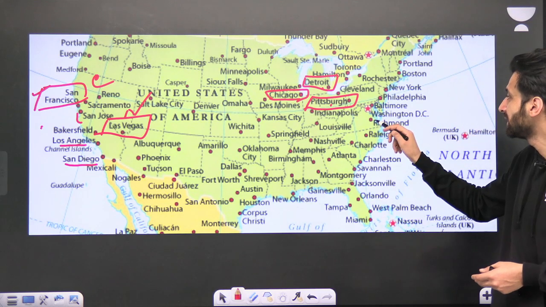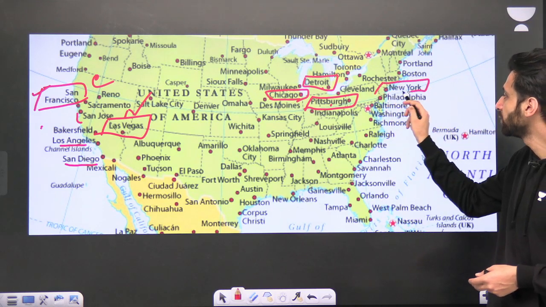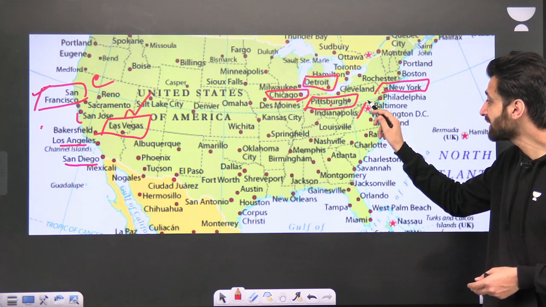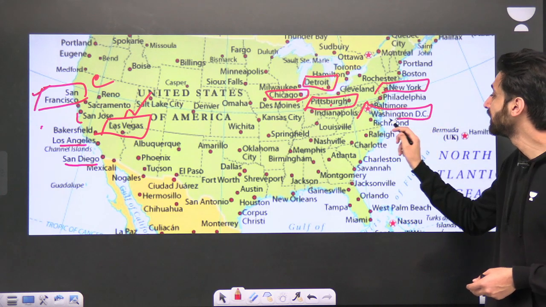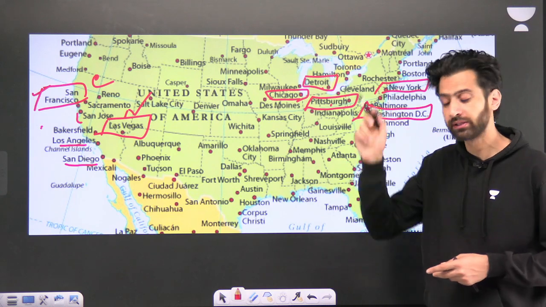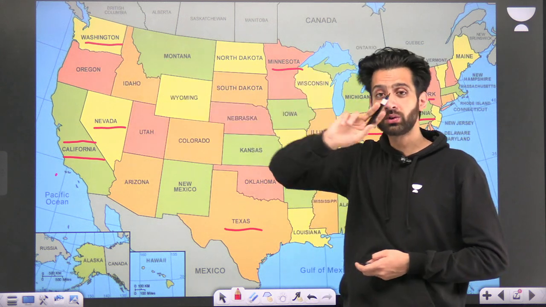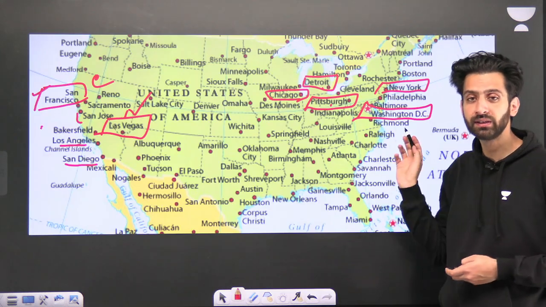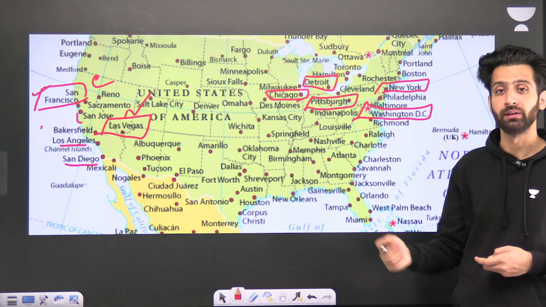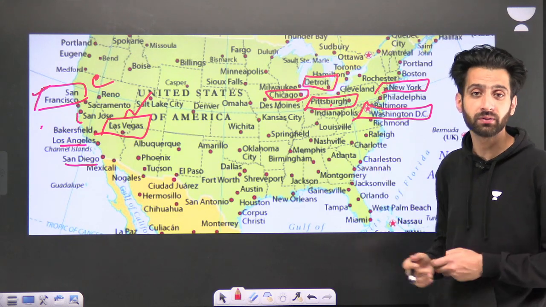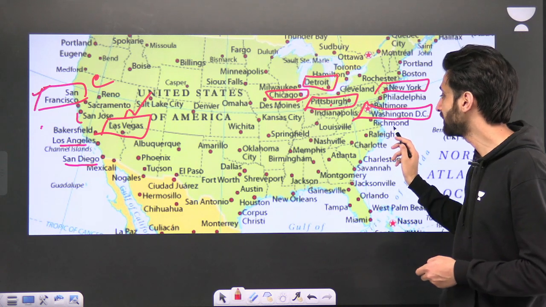Then there is New York City here. If you look at this, you'll find New York here. And then this is Washington DC. Don't get confused with the other Washington. If you look at this Washington, it is different. This is not the capital of the United States. But this Washington is the capital city of the United States of America. Again, very important.